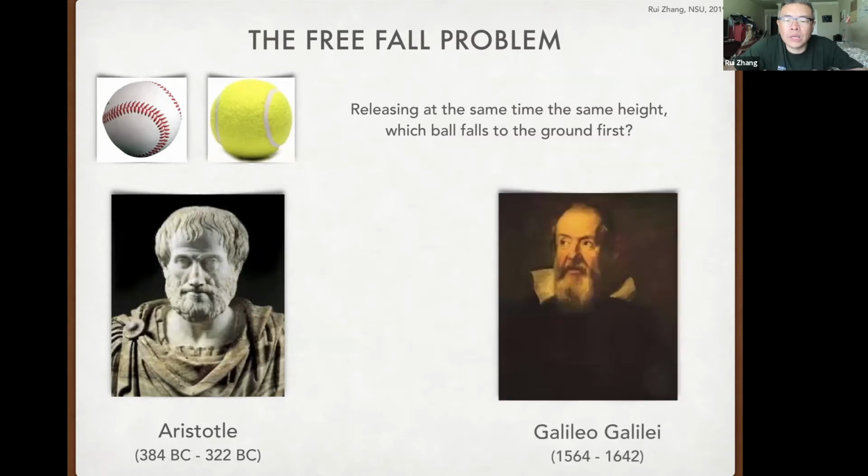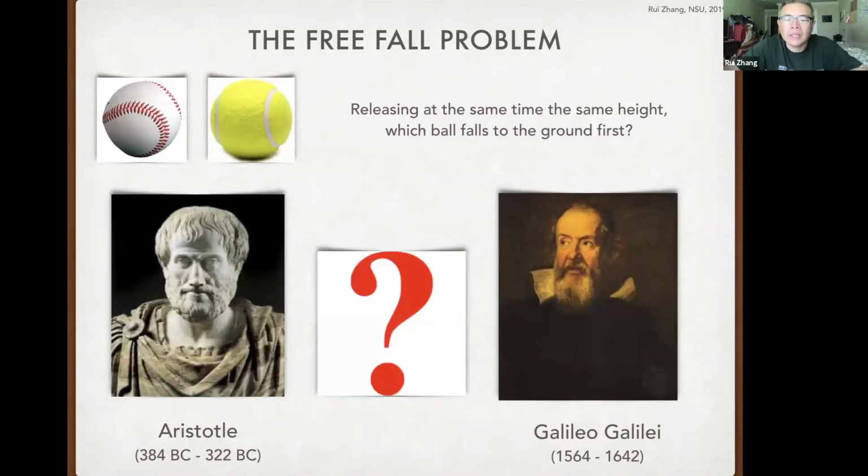Until really recently, we got another guy, Galileo Galilei. He lived in Italy in the 16th century. He didn't agree with Aristotle. He thought that these two should fall to the ground at the same time. Well, this is not a trivial idea, because if you just think about it, it seems like the heavy thing should go first, because of bigger force. So who is correct? Galileo Galilei didn't just stop at claiming that, but he went ahead and did an experiment.